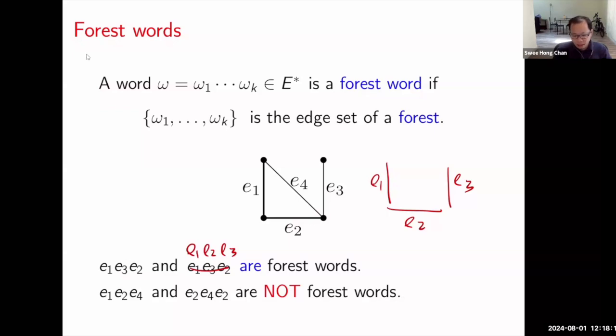What it means is that the order does not matter, but we consider these two words to be two separate words because they are written in a different order.